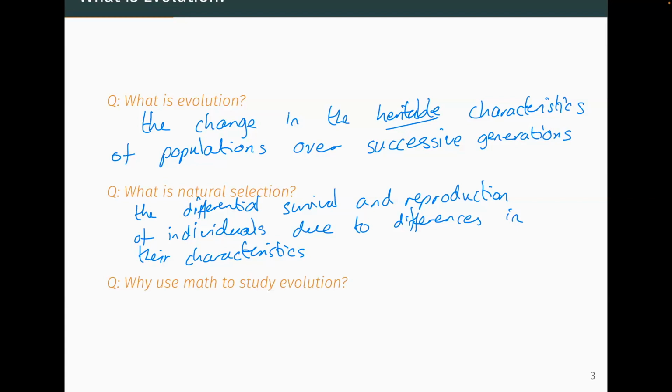Okay, last one here. Why use math to study evolution? Any ideas? Yeah, it's all right. Sometimes it's hard to see evolution on a wide scale, so it's easier to use math to model what could happen. Definitely, yeah. So some of the things we talk about might take place over millions of years. Kind of difficult to model those things or to experiment on them.